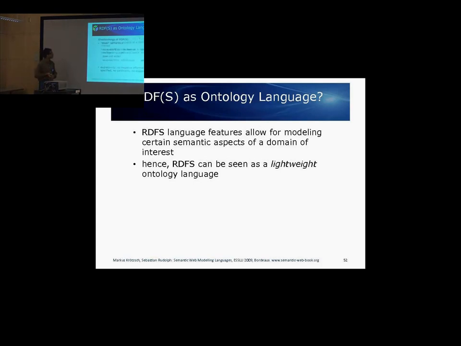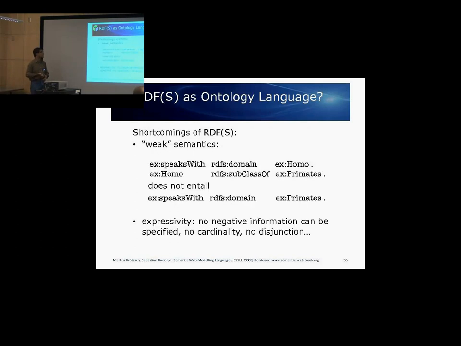So to sum it up, RDF allows for modeling a lot of the semantic aspects of a domain, like saying who is the author and any kind of properties which are associated with entities. And it can be seen as a lightweight ontology language. Like we discussed before, if you have to use more aspects, then probably the best thing to do is to use OWL, although it brings a lot of complexity and slowness. There are some shortcomings of RDF like any other language.